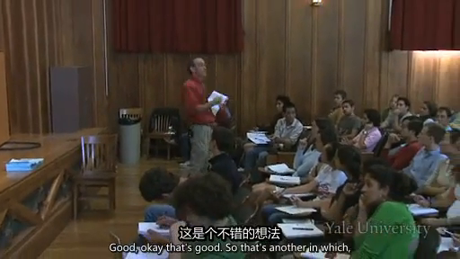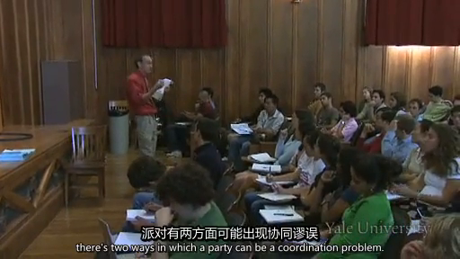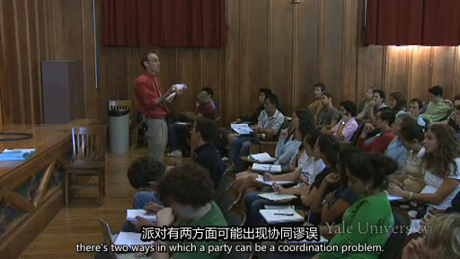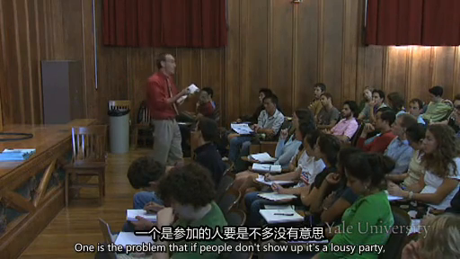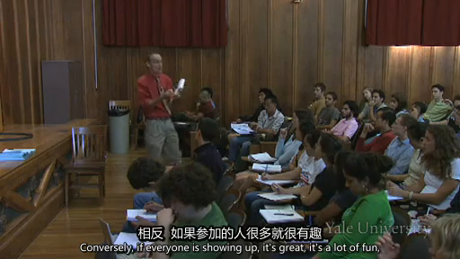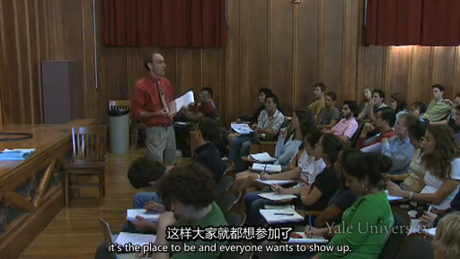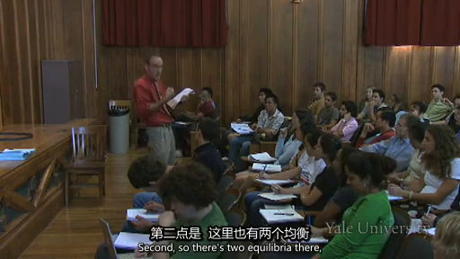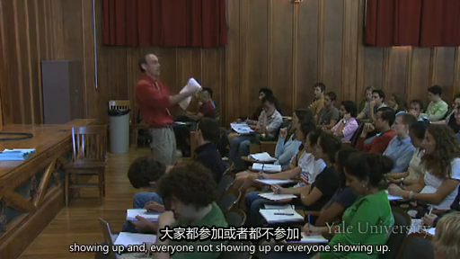Good. Okay, that's good. So there are two ways in which a party can be a coordination problem. One is the problem that if people don't show up, it's a lousy party, so you don't want to show up. Conversely, if everyone's showing up, it's great, it's a lot of fun, it's the place to be, and everyone wants to show up. So there are two equilibria there, everyone not showing up or everyone showing up.